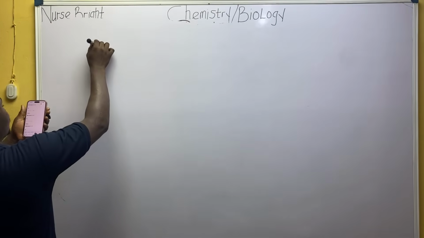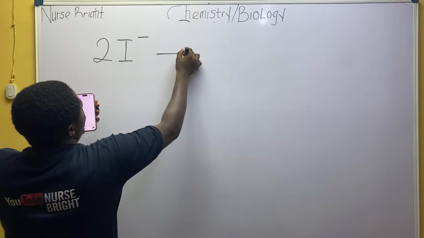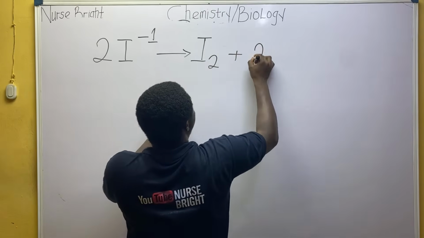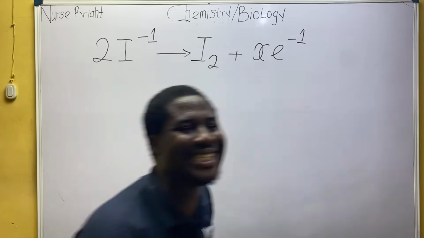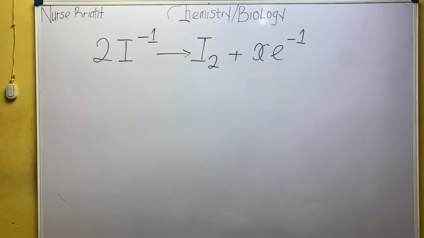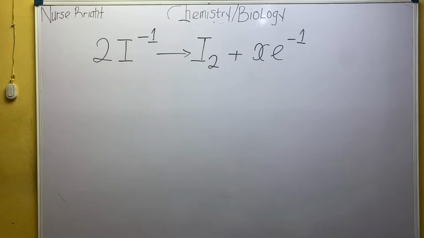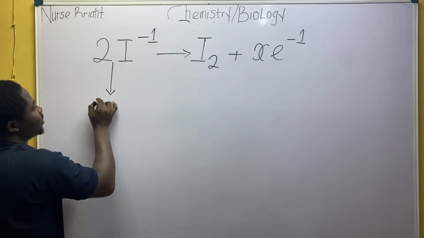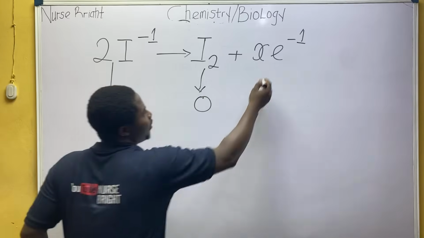It says 2I minus. So you know this is minus 1. So we have I2 plus x e minus. What is the value of x? It's like options A, B, C, D. So easy, work it out. Remember, I told you that you must be very careful and identify all the charges first. So the net charge here is minus 2, since 2 times minus 1 is minus 2. What about here? It is 0. Now what about here is what we're looking for.